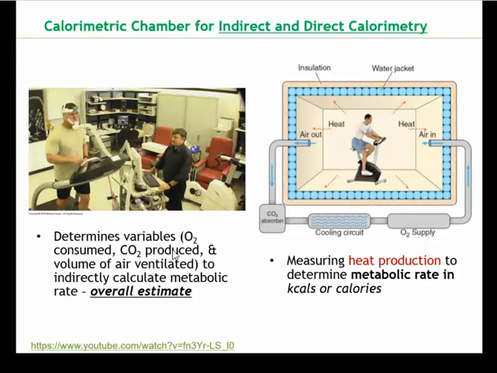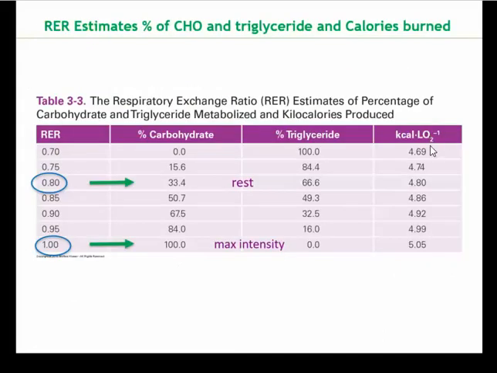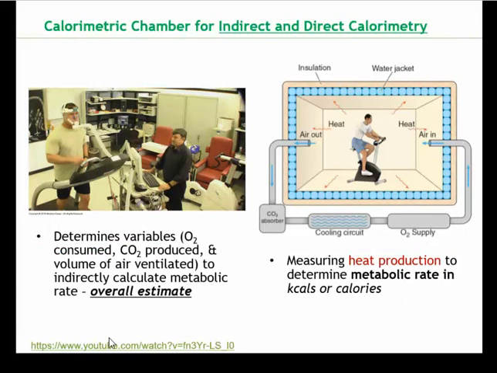So it's an overall estimate of metabolic rate, which is how much energy you're expending during exercise, determined by oxygen consumed and CO2 produced and how much air you're ventilating. This makes sense because if we look at the last slide, we see that depending on our intensity, we're burning about 5 calories per liter of oxygen consumed. So if we can measure oxygen consumed in liters, so the volume of air that we're ventilating, we can determine energy expenditure during exercise. Again, that's an indirect assessment.